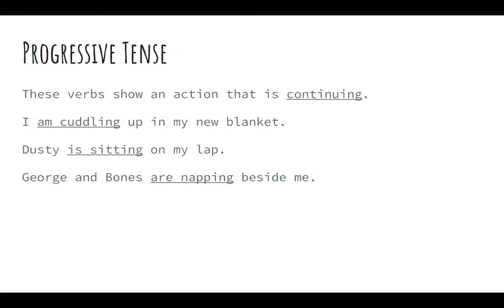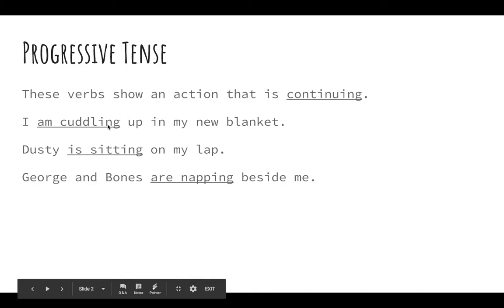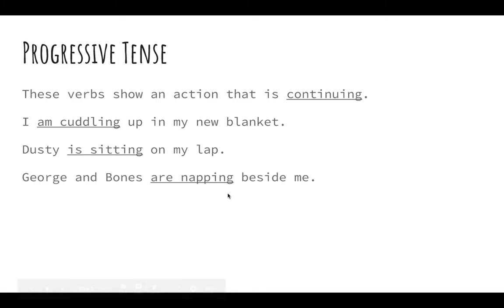So the progressive tense is showing that an action is continuing, such as I am cuddling up in my new blanket, or Dusty is sitting on my lap, or George and Bones are napping beside me. All three of these, please notice that they end in ing on the main verb. The way that they're different, though, is with that helping verb. That helping verb is actually going to show us what tense it is. In this case, all three of these would be present tense because am, is, and are present tense helping verbs.